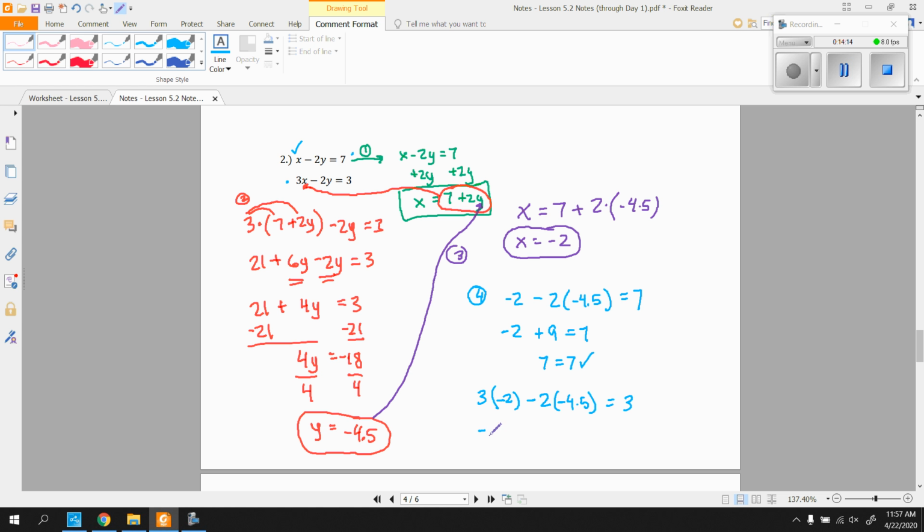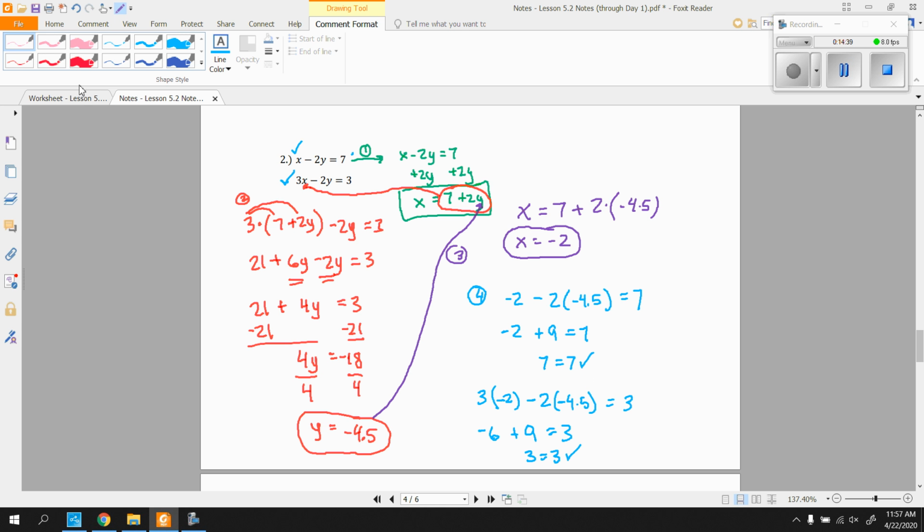So 3 times negative 2 is negative 6. Negative 2, just like before, negative 2 times negative 4.5 is actually positive 9. And then negative 6 plus 3 is 3. Checks out. The decimal had me a little bit nervous there. I didn't remember having one on here, but it checks out. I know my answer's correct.